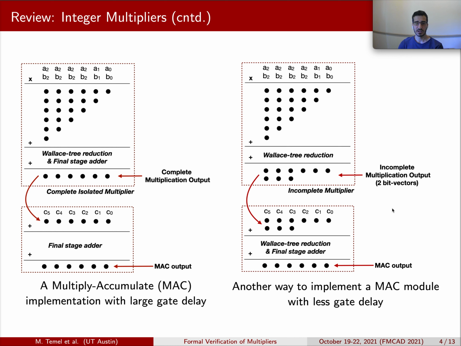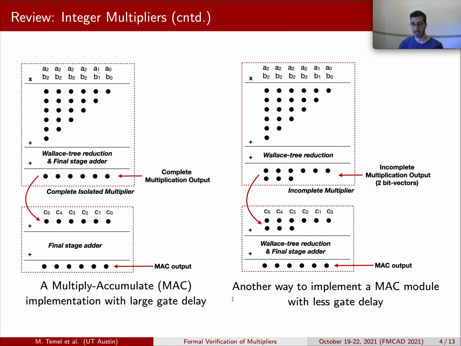Instead of using a complete isolated multiplier, it uses a module that returns 2-bit vectors instead of 1. When these 2 vectors are summed, you will get this multiplication result. We take these 2 vectors and sum them with the third operand using a smaller Wallace tree and a final stage adder. Since this overall design uses only one final stage adder, it has better gate delay performance compared to the one on the left.